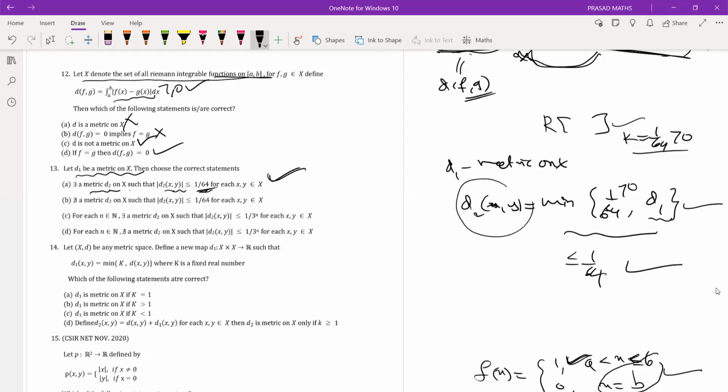Therefore this is true. There does not exist a metric d2 which is bounded by 1/64 at all. This is absolutely wrong. We can define a bounded metric which is bounded by 1/64.